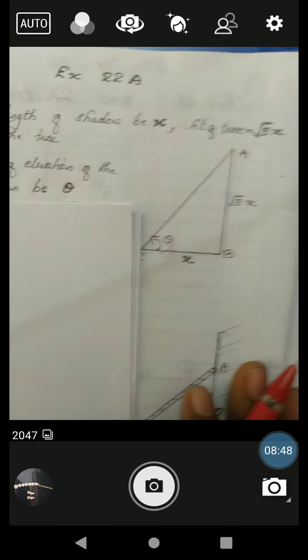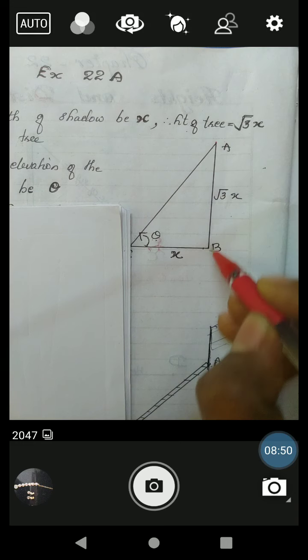We can start: let the length of the shadow be x. The height of the tree is given as √3 times the length of the shadow, that is √3x. Now find the angle of elevation. Let the angle of elevation be theta. We can draw a figure.